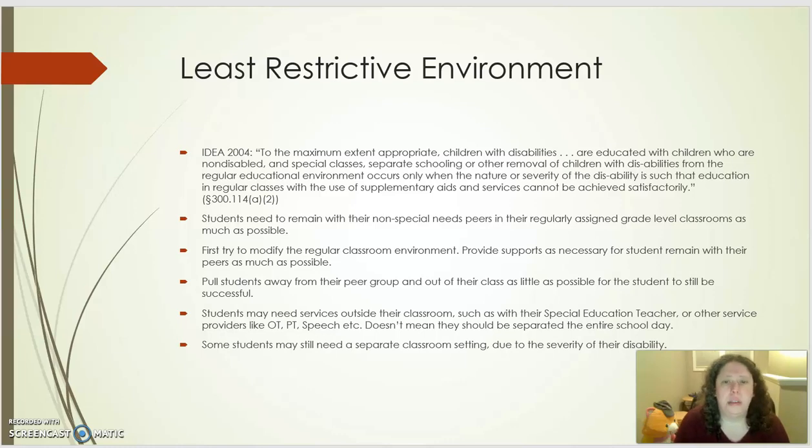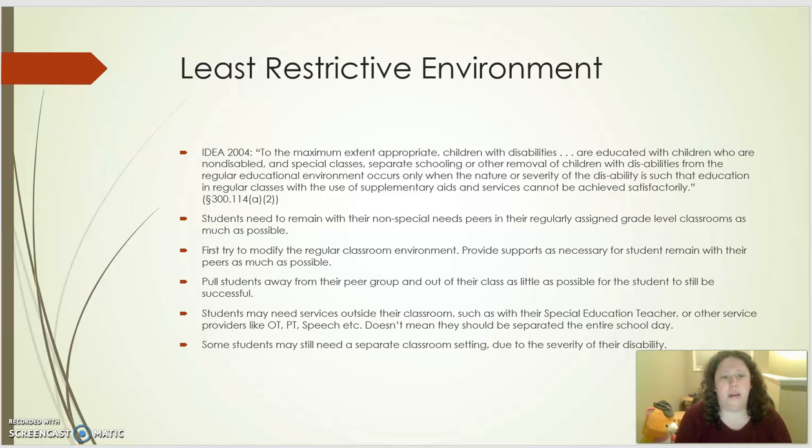The least restrictive environment is something that was coined originally by IDEA in 2004. Basically, it means that students should remain with their non-special needs peers in their regularly assigned grade level classrooms as much as possible. They shouldn't be automatically pulled out into a separate school or a separate classroom environment just because they're identified as being special needs.